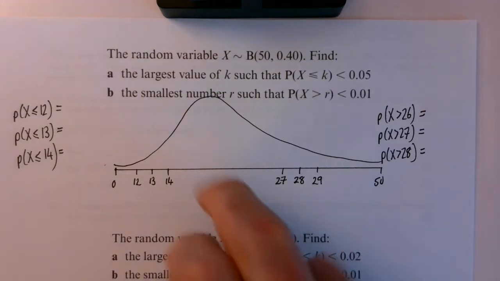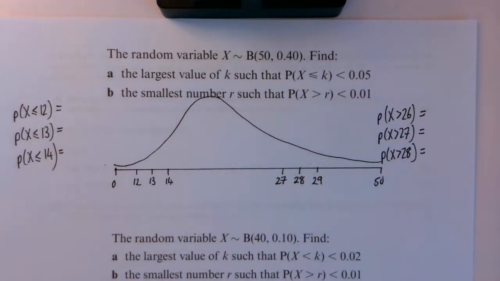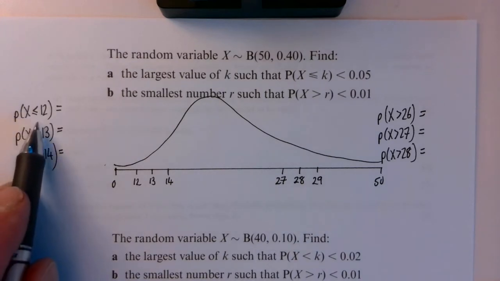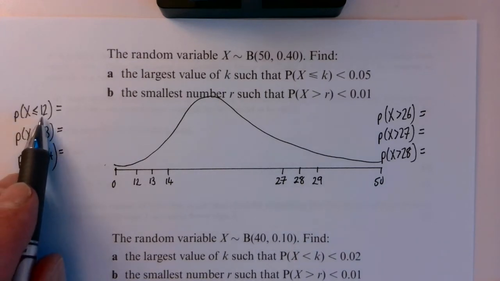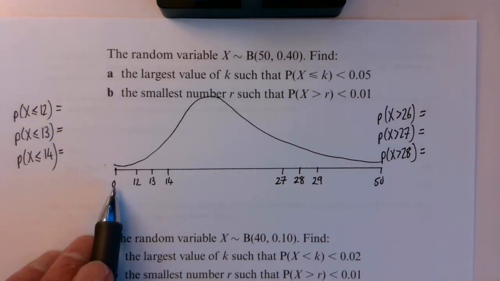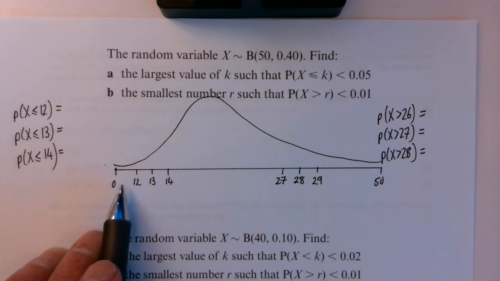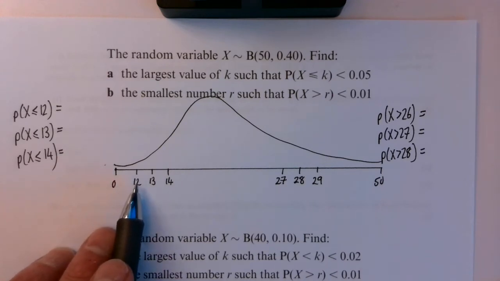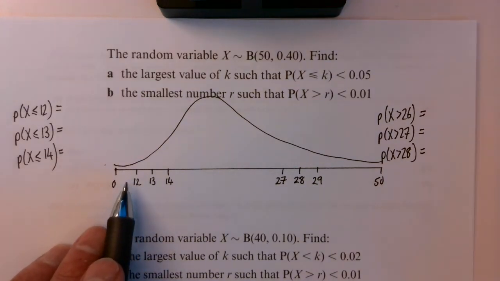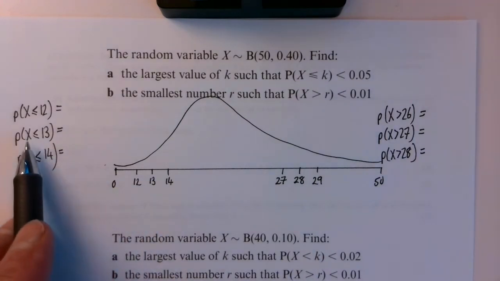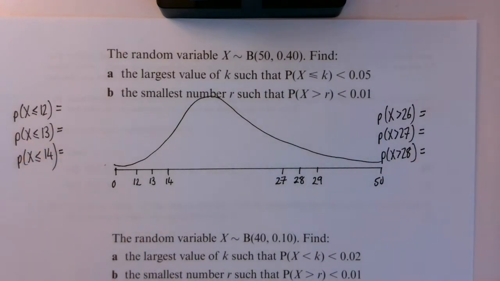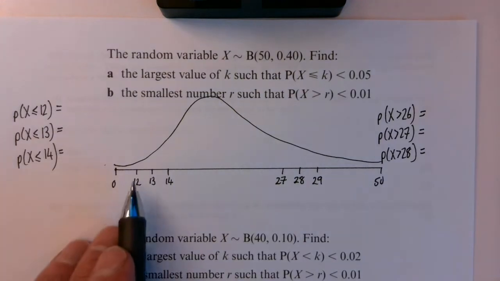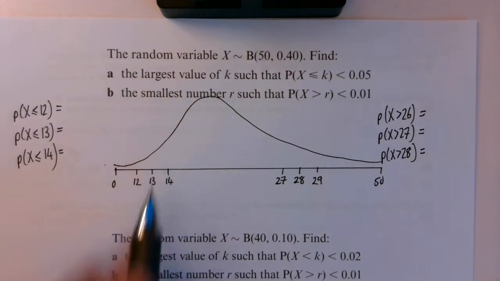Right. Before we answer this question, I'd like you to work out 6 probabilities for me. I'd like you to work out the probability that I win less than or equal to 12 games. So I'm hoping that you will put lower of 0 and higher of 12. And that is the probability of 0, 1, 2, 3, 4, 5, 6, 7, 8, 9, 10, 11, and 12 all added together. Calculator does it for us, though. Probability of 0 to 13, probability of 0 to 14. So those are 3 probabilities from down this end.